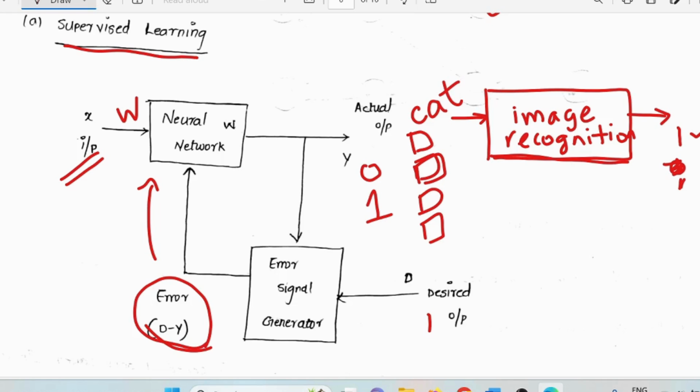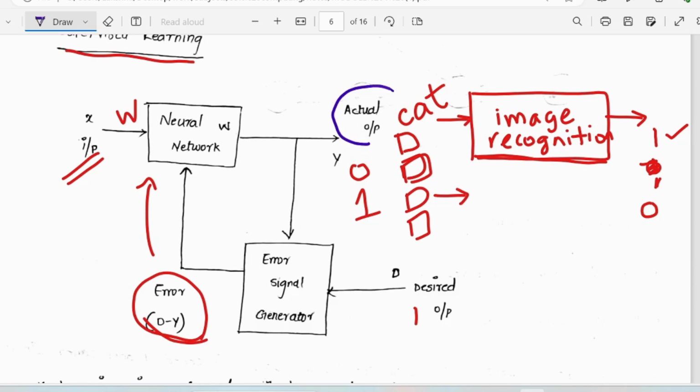Next, if I am feeding the image of a dog, that should give me the output 0. If it is not giving me 0, I'll again take the error, feed it back, change the weight, and then generate the required output. By doing this with many input images, I am going to train this network so that for any image of a cat that you give it, it is going to recognize that it is a cat. That is how supervised learning takes place.